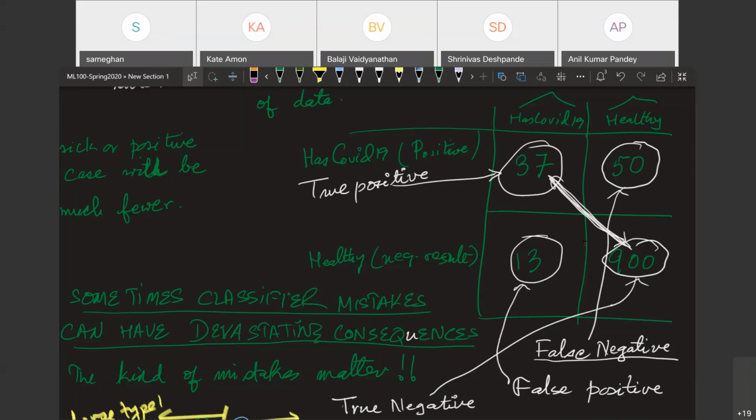But then you can do the opposite. Suppose I say that, all right, whosoever comes to me, I'll just look at him and say, that guy is sick. Right? Then what happens? My error rate goes up, but I never miss a positive test case, because to me, everybody is positive. That too is a fairly useless situation.